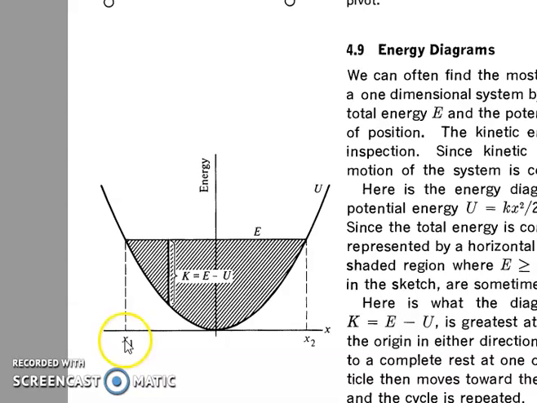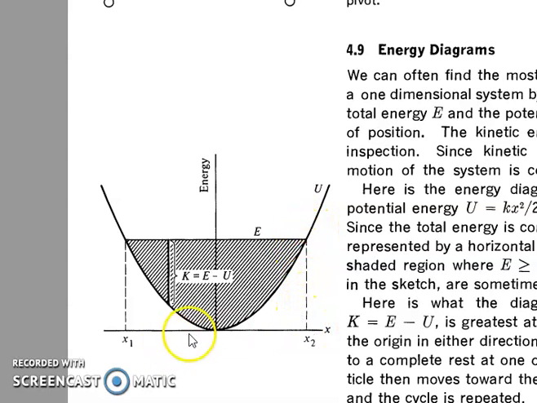And here we can see 2 points. At these points the potential energy is equal to the total energy, meaning kinetic energy is equal to 0. So the system will not go into this area, it will come back to its initial state. It will never go into this area. This is the turning point.